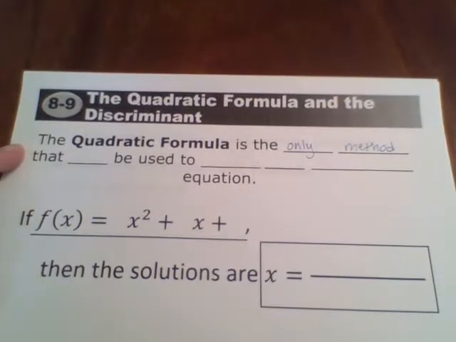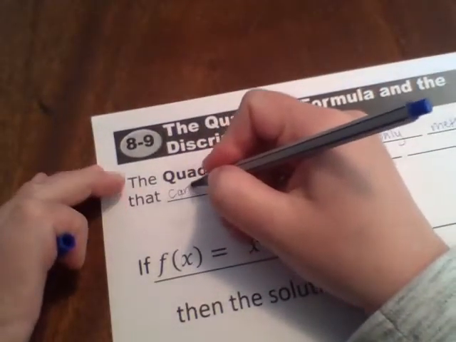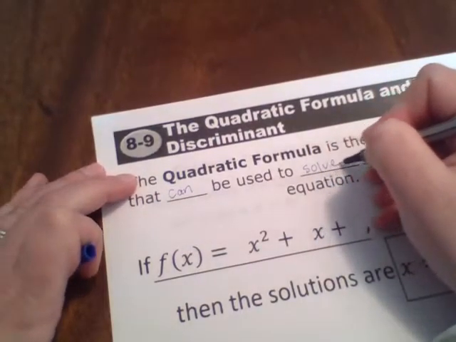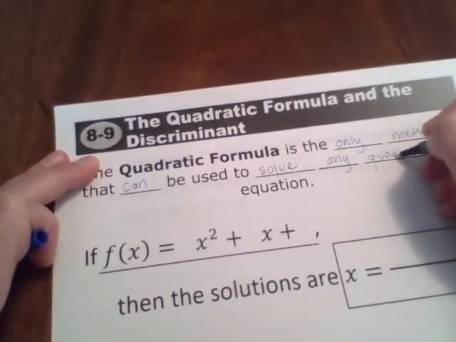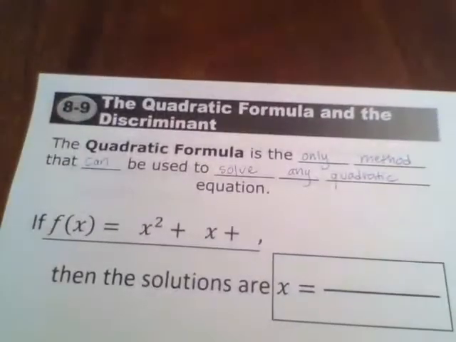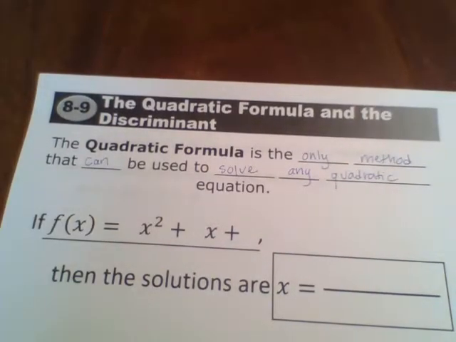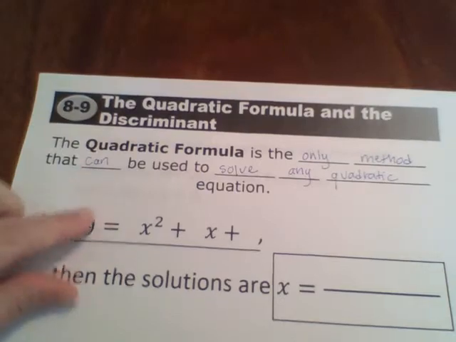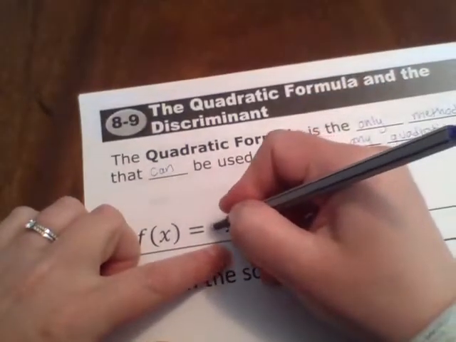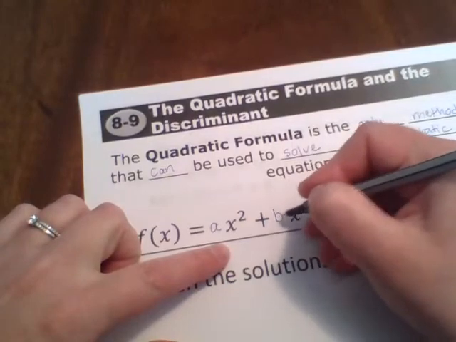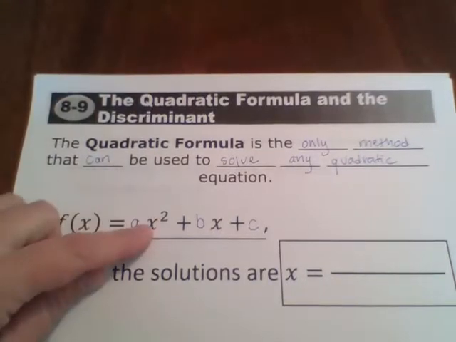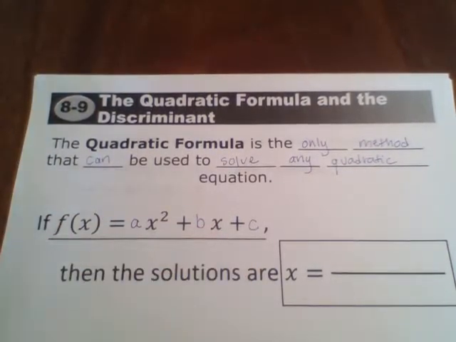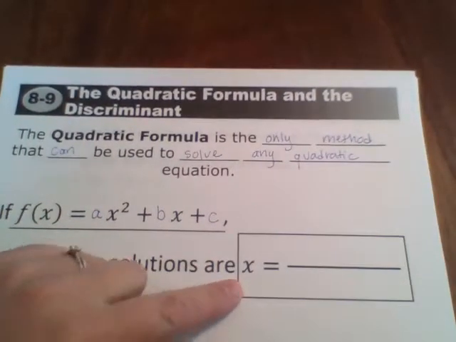It's the only method that can be used to solve any quadratic. Remember that quadratics have something with a square, and so we're looking for things that are in the form of a function that has an a right here, a b right here next to the x, and a c as the constant added at the end. And so once you can identify each of this a, b, and c value, so notice they're all on the same side of the equal sign, then the solutions are this super lovely formula.